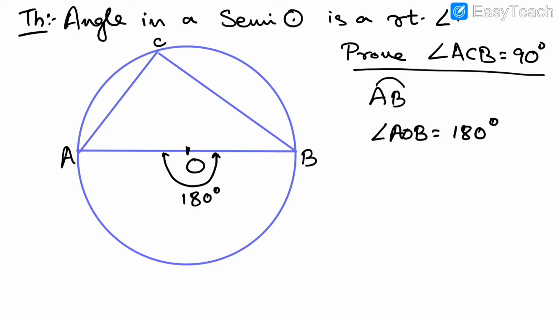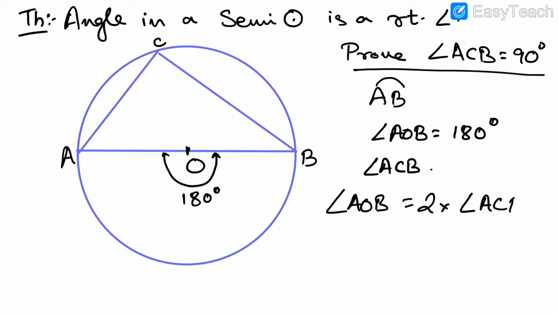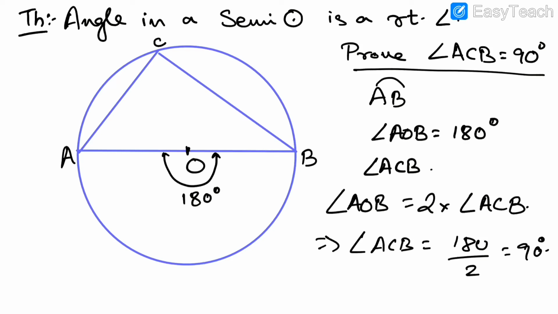Correct? What is the angle subtended by arc AB on the circumference? That is angle ACB. So by the first theorem, the angle subtended at the center is 2 times the angle subtended by the arc at any point on the circumference, ACB. Hence angle ACB equals 180 by 2 equals 90 degrees, right? Understood? Very nice.